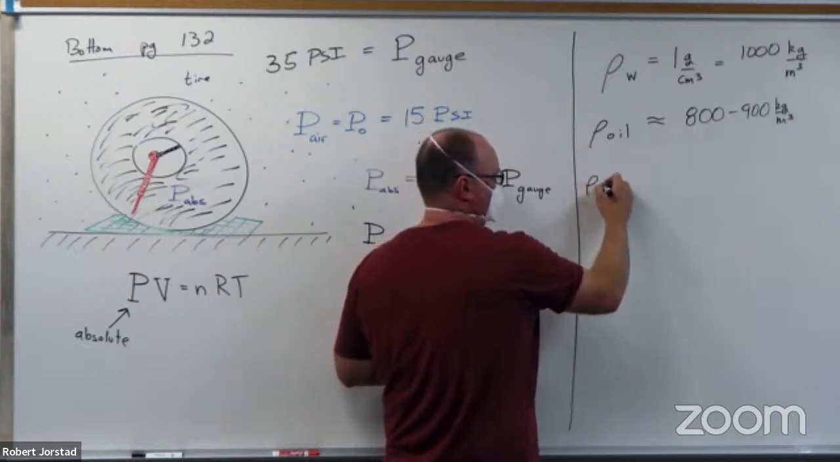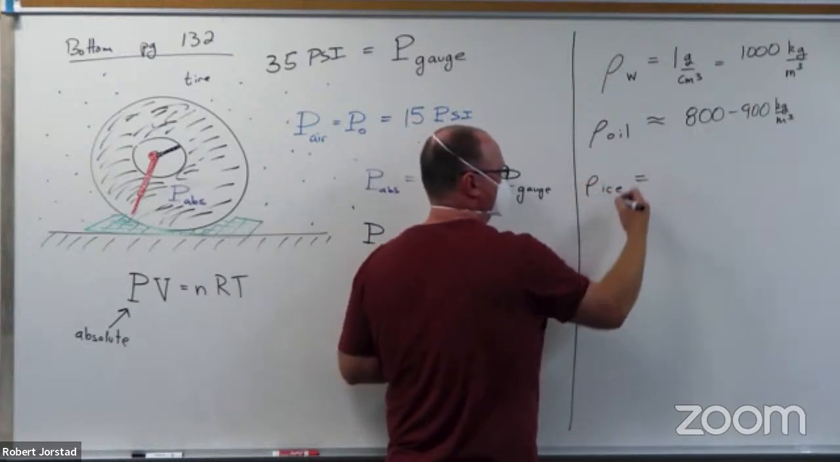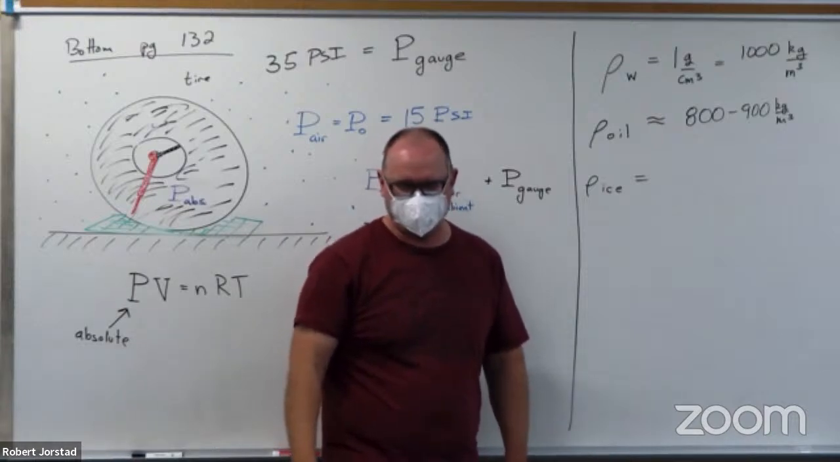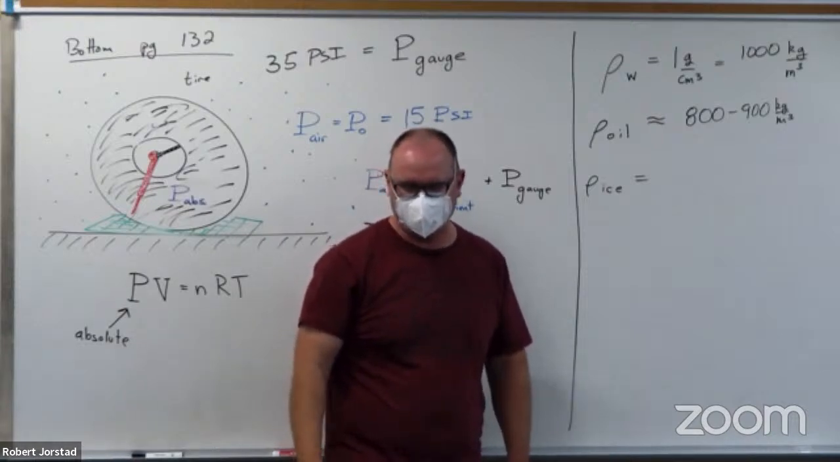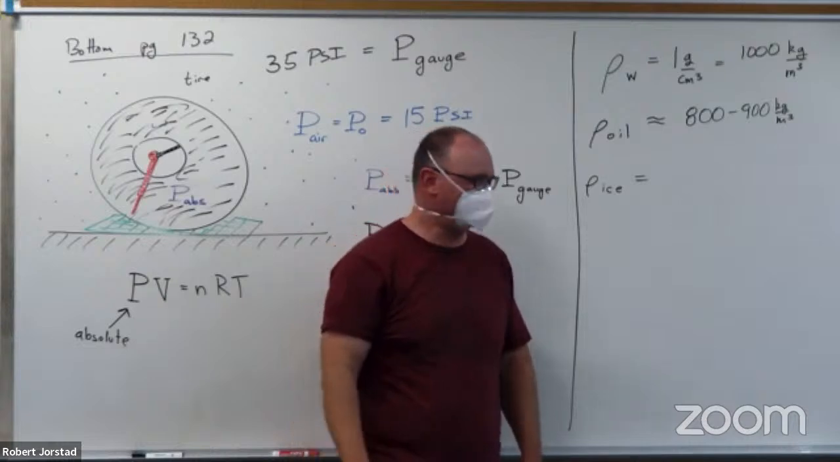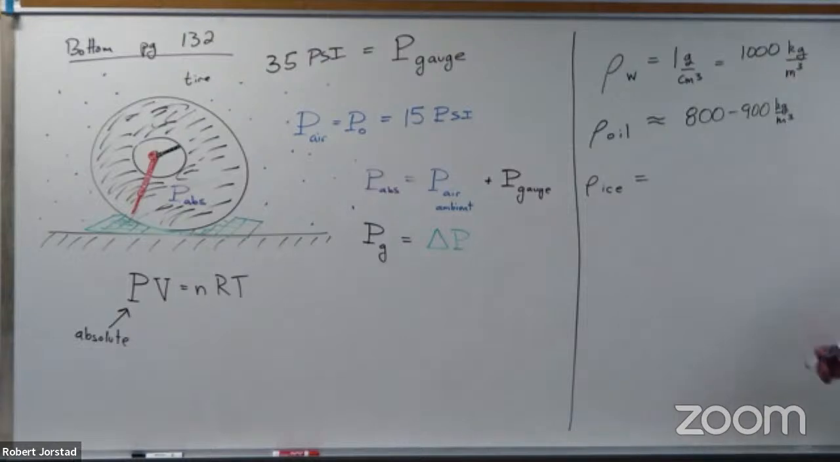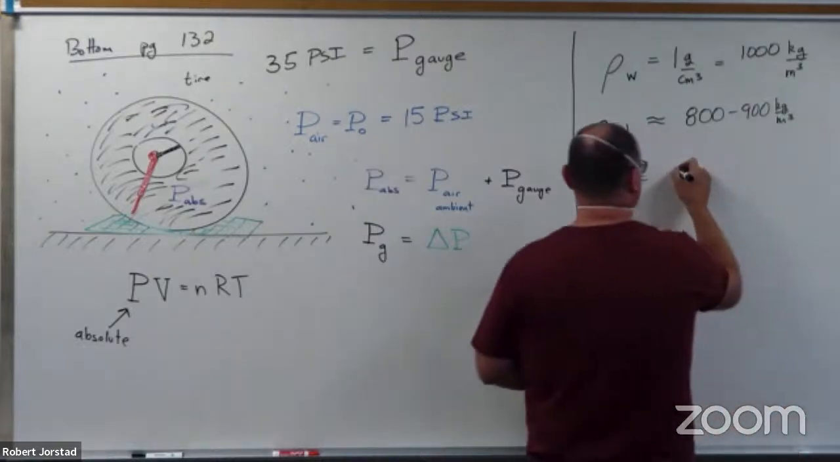What's the density of ice? Does anybody know the density of ice? Approximately? Hint. What's that? 500. Oh, that's more like some wood. But maybe you heard this. How much of an iceberg is underwater? 90%. Take a guess what the density of ice is. 900. 900-ish.